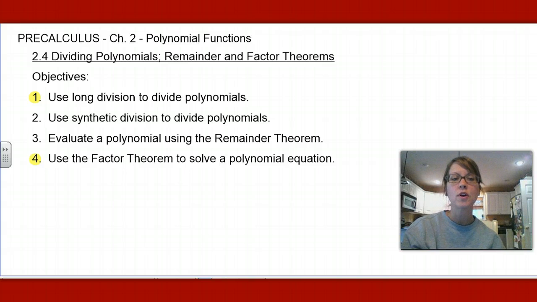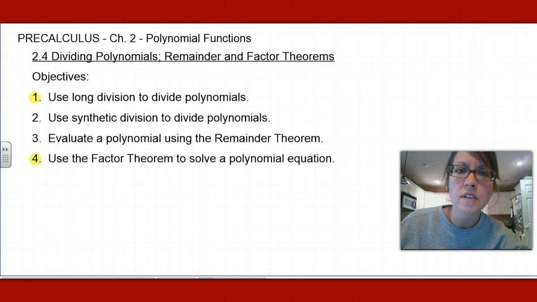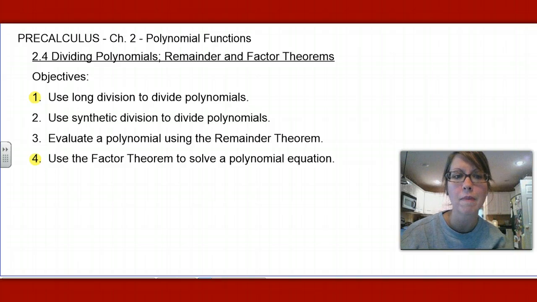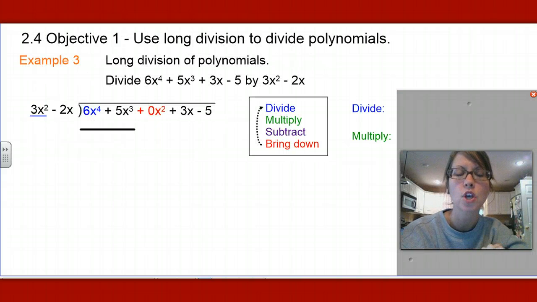sometimes. So I'm going to show you long division because I know that was kind of a tough thing for us last year. And then I'm going to talk to you about the remainder and factor theorems, which are based on division. Okay, so we're going to start with objective 1, use long division to divide polynomials.